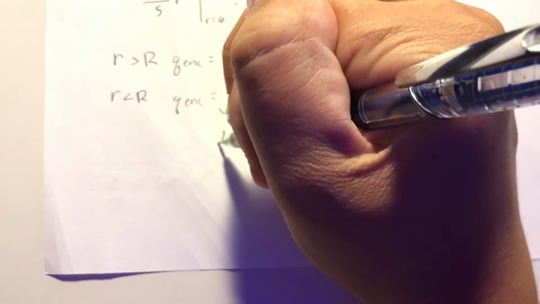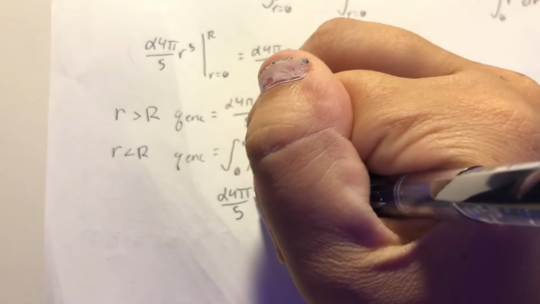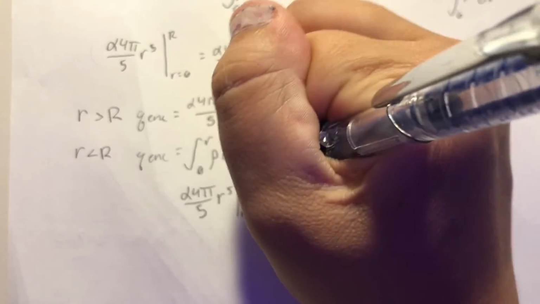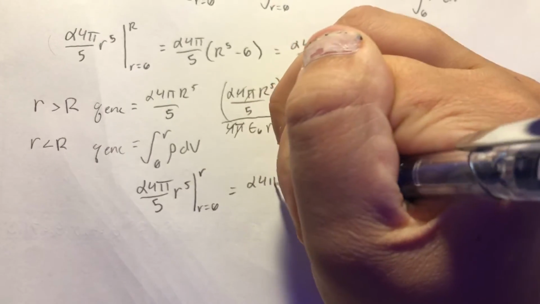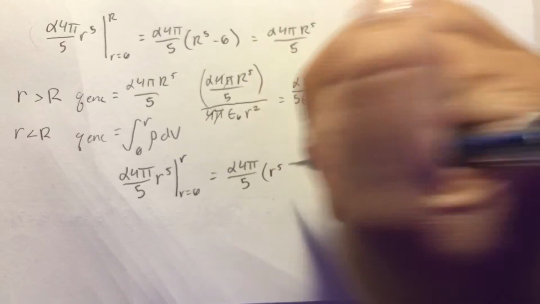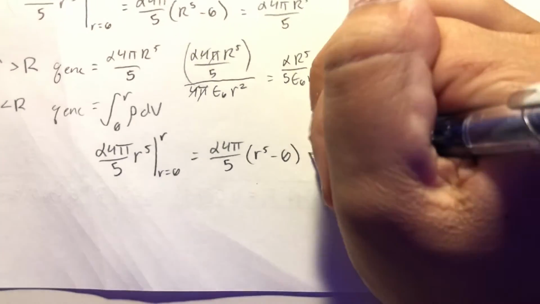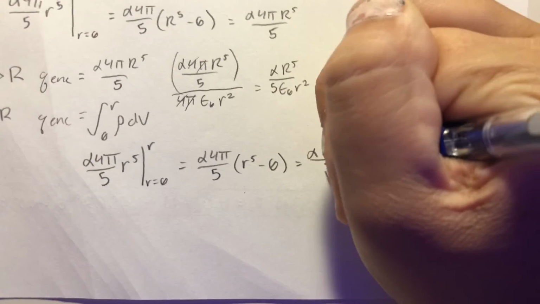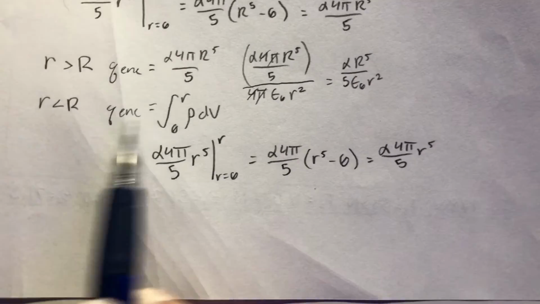So that's going to end up being our alpha 4 pi over 5 times r to the 5th, evaluated from r equals 0 to little r. And when we plug that in, alpha 4 pi over 5 r to the 5th minus 0, which obviously just simplifies out to alpha 4 pi over 5 r to the 5th again. But again, this is just our Q enclosed.